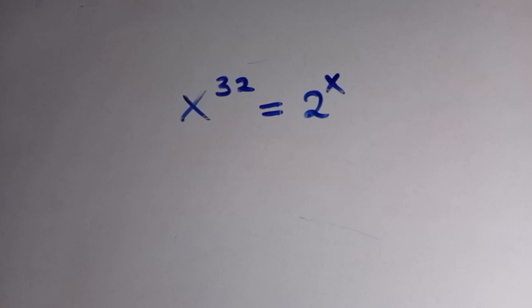How to solve these nice exponent equations? We have x to the power of 32 equals 2 to the power of x. So we have the base x on the left hand side and the power x on the right hand side. Let's see the value of x that makes these two sides equal to each other.